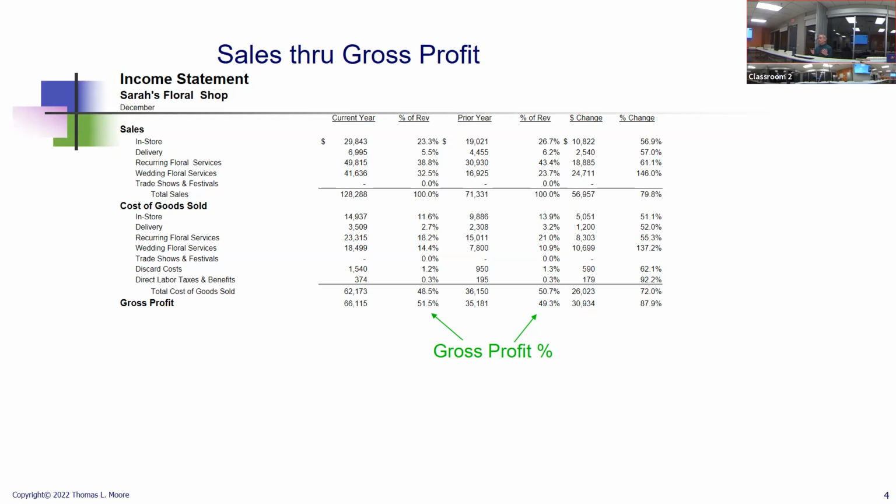Or think of it in another way, for every dollar that I earn, right? Every dollar of income, I get 2.2 cents more that drops to my gross profit line. That 2.2 cents may not seem like a lot, but that's hard to get. So that's a big deal. That indicates progress in this business for Sarah's Floral Shop.